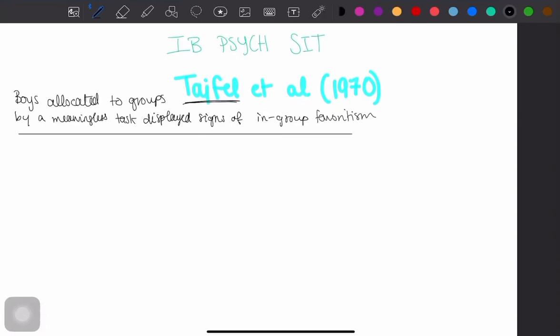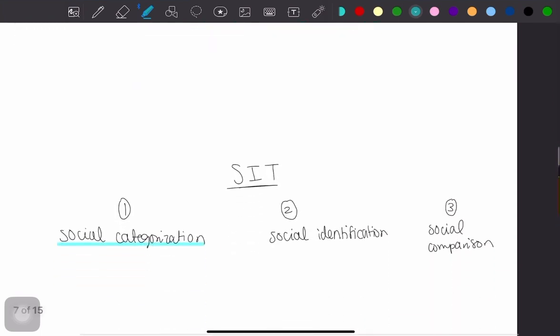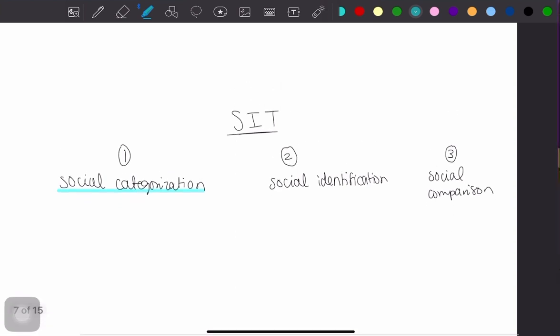Hi guys, so today we're going to be talking about the psychology topic, social identification theory, which is SIT. Before we get into the study of Tajfel, we're going to look at the social identification theory. We broke it down into three main parts, which are social categorization, social identification, and social comparison. So let's look into the first one.